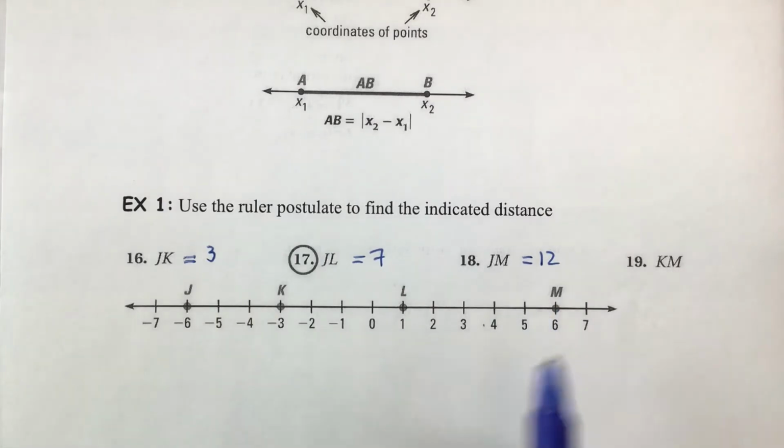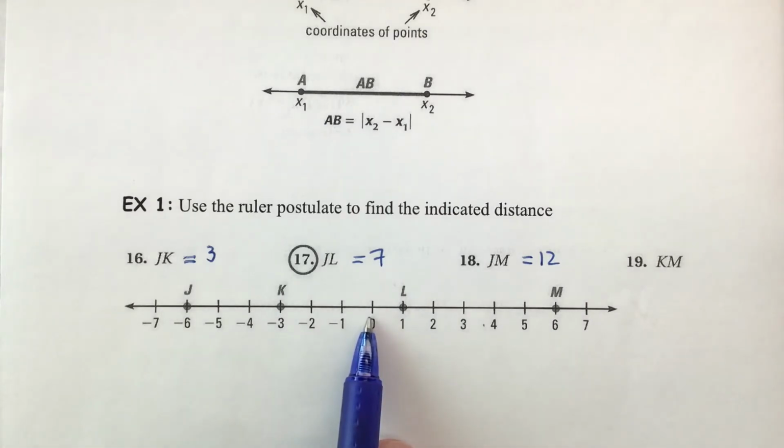All right, and then KM, negative 3 to 0 is going to be 3, and then 0 to 6 is 6.